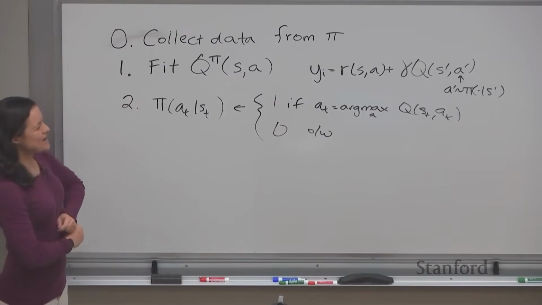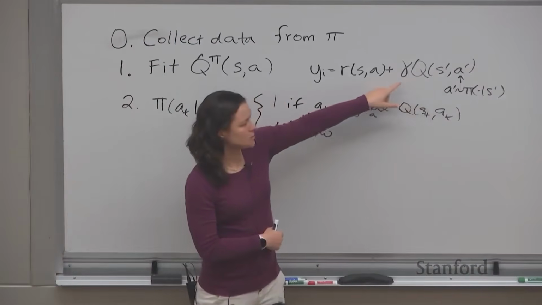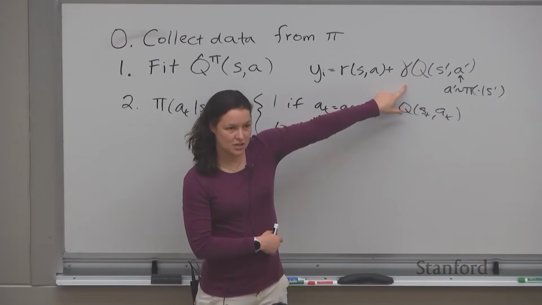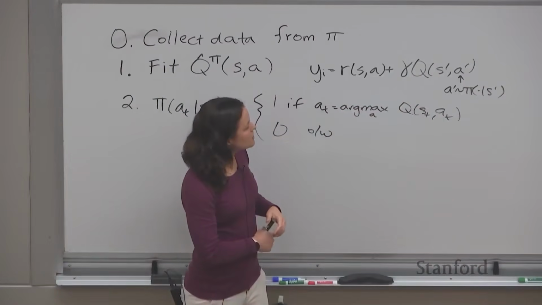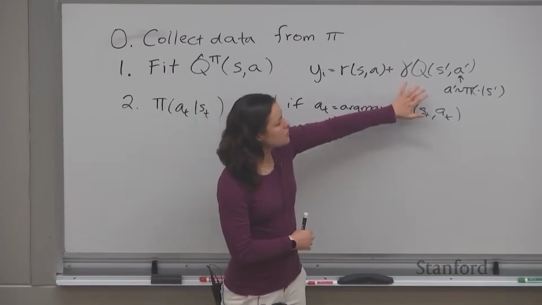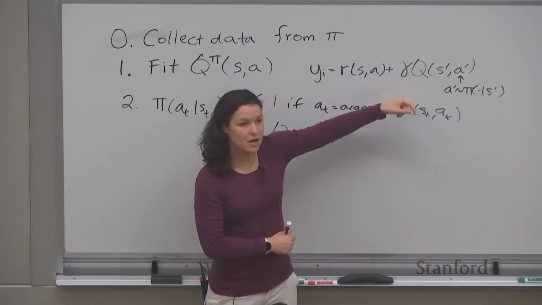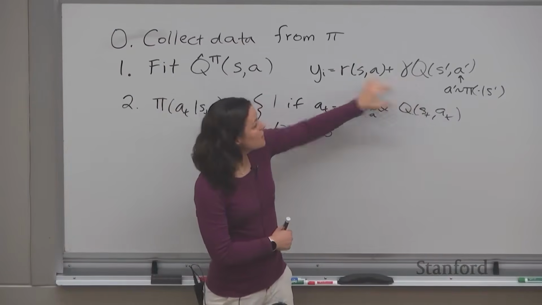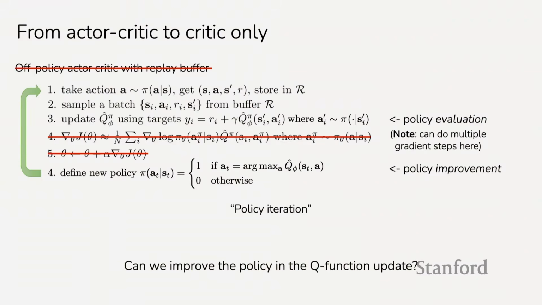Yeah, so the question is, when we're fitting these targets, why are we sampling from a prime, and why not do a maximum over actions, or an average? There's a couple things here. So first, you can do an average and sample multiple times, and that can give you a better estimate of the target value. The second thing is that you can, instead of sampling this from pi, actually do this improvement step in the Q function target itself.